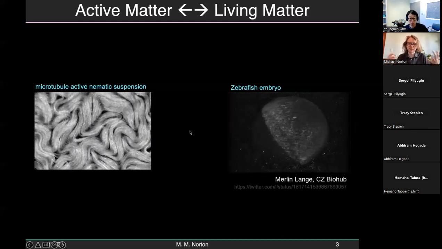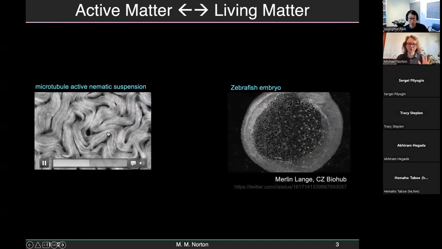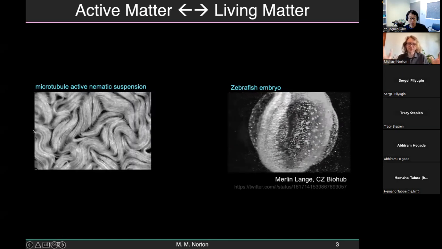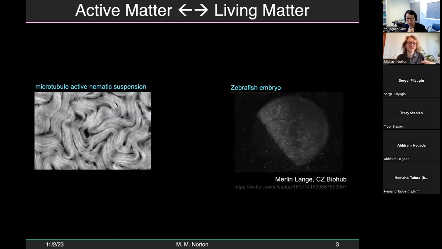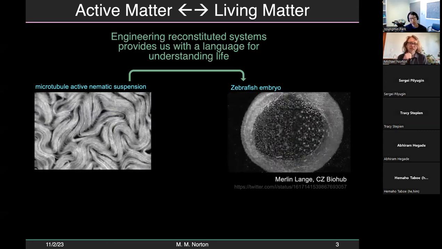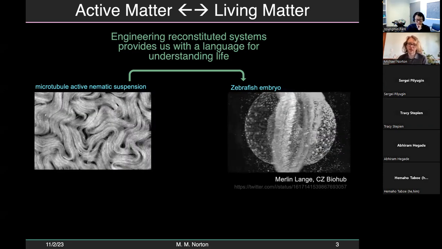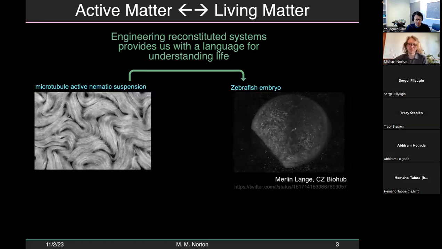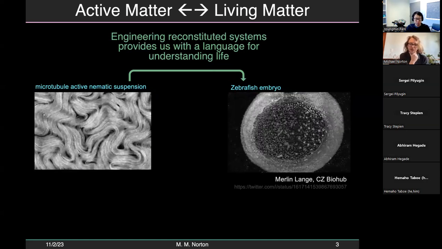And this begs the question, why do we do this, right? There are a few different ways you can contextualize this research. And I like to think of it in conversation with what developmental biologists and biochemists study, right? Engineering these reconstituted systems helps provide us a language for understanding life, right? Life is obviously very complicated. There are many more variables and degrees of freedom and parameters with a zebrafish embryo than there is with this microtubule system that I'll be talking about later.